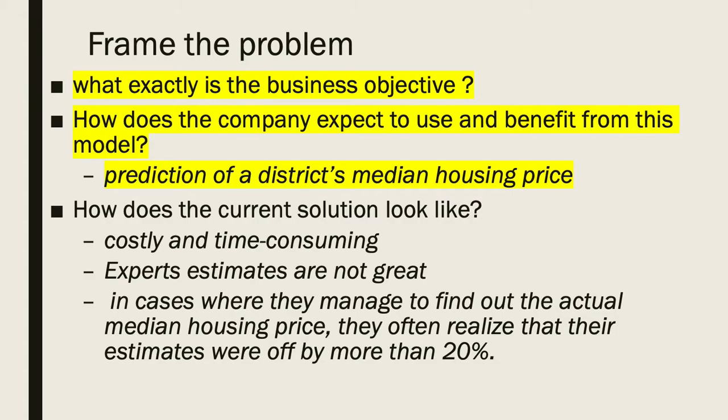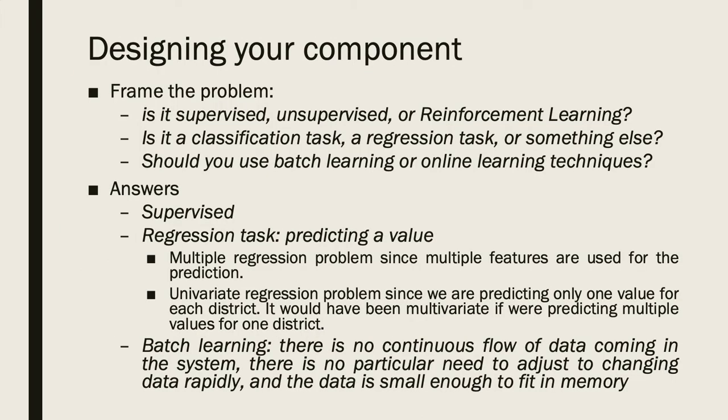So this is a very good motivation for why the machine learning model needs to be created, so that we can try to zero out this 20% deviation that comes from the human expert coming up with the predictions on the median housing price.